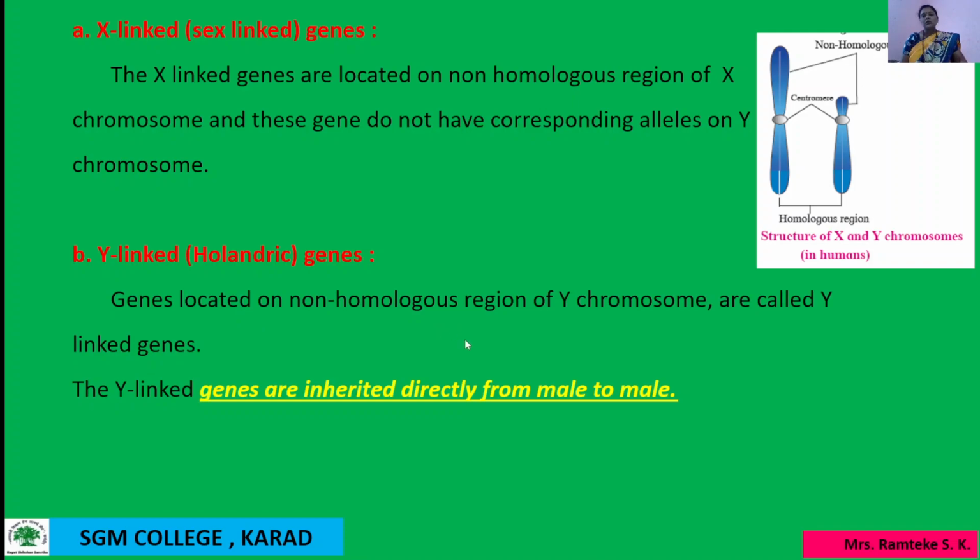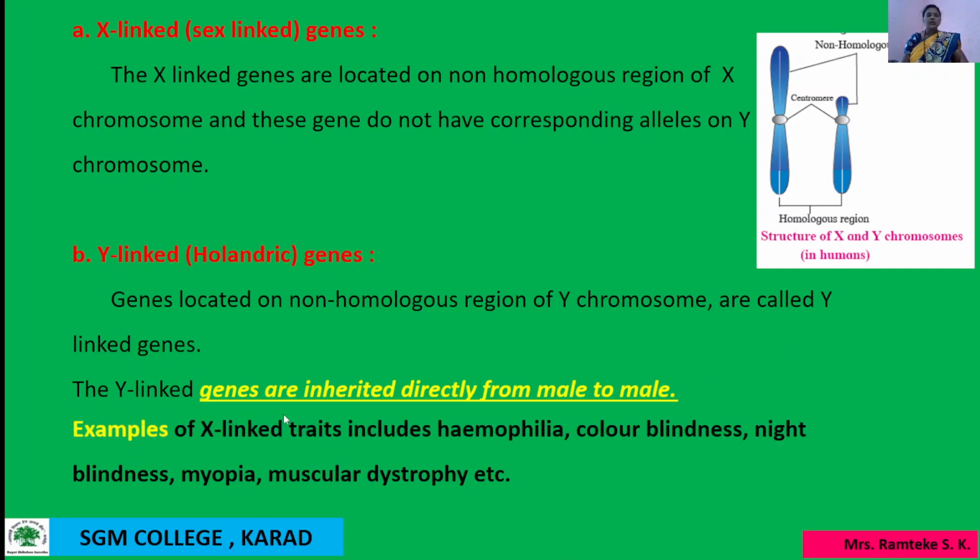Non-homologous जे रिजन आहे त्या रिजनवरती जे काही जीन्सचं लोकेशन आहे, ते जीन्सचे लोकेशन ऑफ वाय क्रोमोझोम आर कॉल्ड एज वाय लिंक. वाय लिंक वरती जे वाय क्रोमोझोम प्रेझेंट आहे ते कुठे आहे, नॉन होमोलॉगस पार्ट वरती आहे, त्यामुळे त्याला काय म्हणतात, वाय लिंक जीन. वाय क्रोमोझोम वरती जे काही जीन्स आहेत त्यालाच काय म्हणत असतात, वाय लिंक जीन्स. सो द वाय लिंक जीन्स आर इनहेरिटेड डायरेक्टली फ्रॉम मेल टू मेल. तर मेल टू मेल जे काही जीन्स आहेत ते इनहेरिट डायरेक्टली होत असतात.